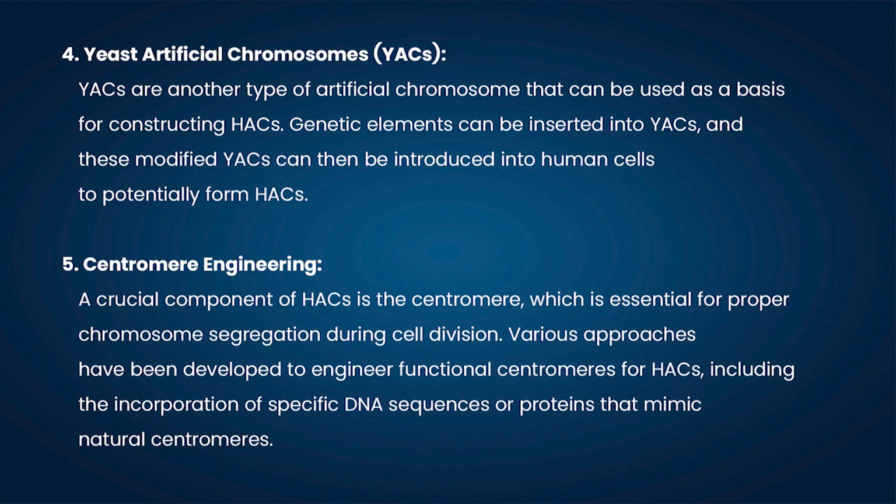Next method is centromeric engineering. A crucial component of HAC, as mentioned earlier, is a centromere, which is essential for proper chromosome segregation during the cell division. Various approaches have been developed to engineer functional centromeres for HACs, including the incorporation of a specific DNA sequence or protein that mimic natural centromeres.